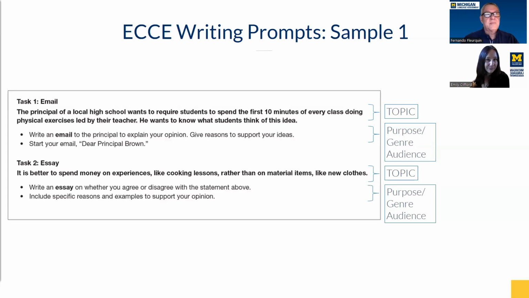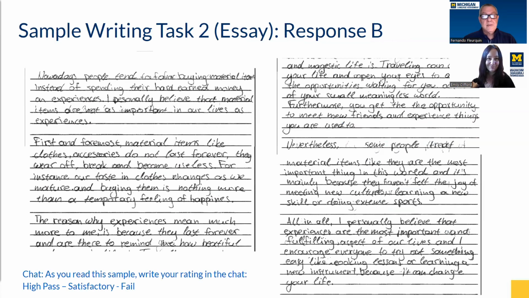In this case, we're going to see the essay. The task here was, is it better to spend money on experiences like cooking lessons rather than on material items like new clothes? Write an essay on whether you agree or disagree with the statement above. Include specific reasons and examples to support your opinion. So Emily will read it again, and think about whether it's a highly satisfactory or a satisfactory or an unsatisfactory performance in this case.